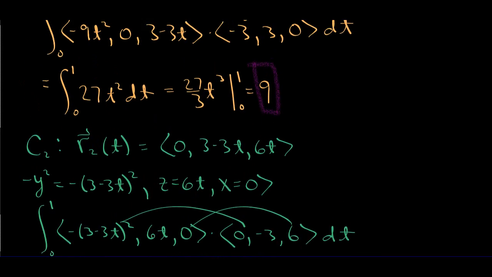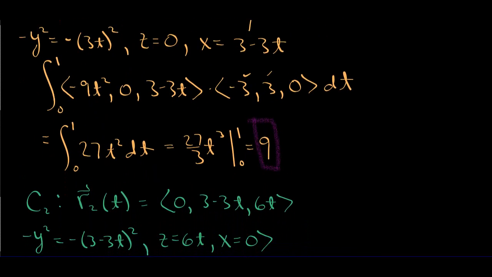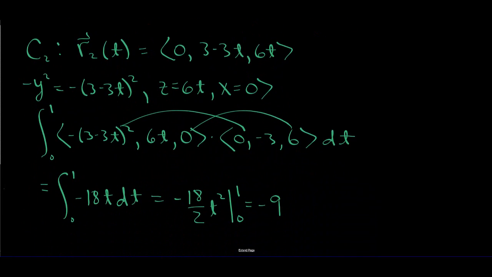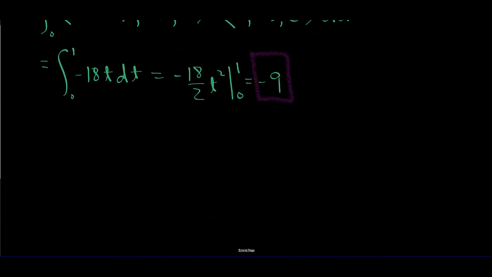Now look what we've got. We've got C1, which was 9. C2 is negative 9. So that's where we stand so far. We put a box around that, and then we're ready for C3. Okay, that will finish up all the integration that we have to do, and then we just add everything.